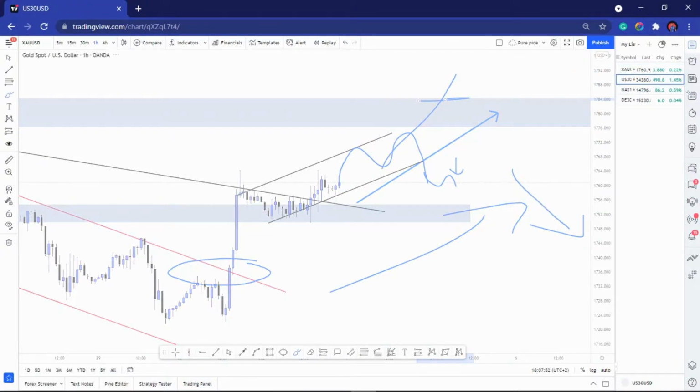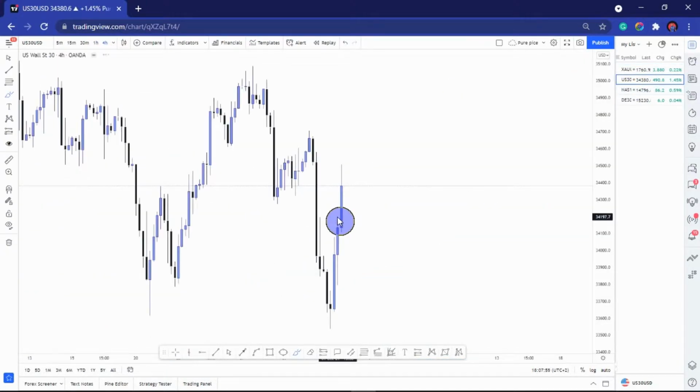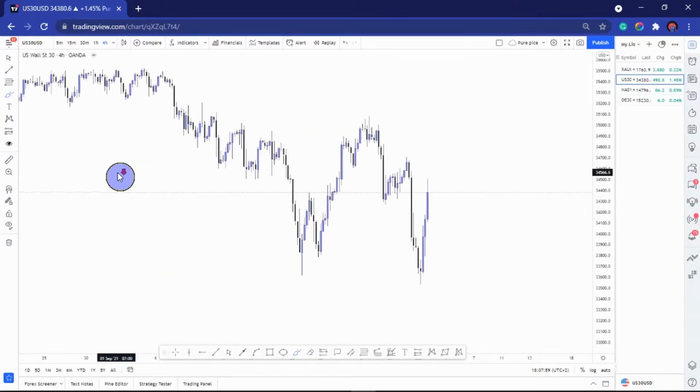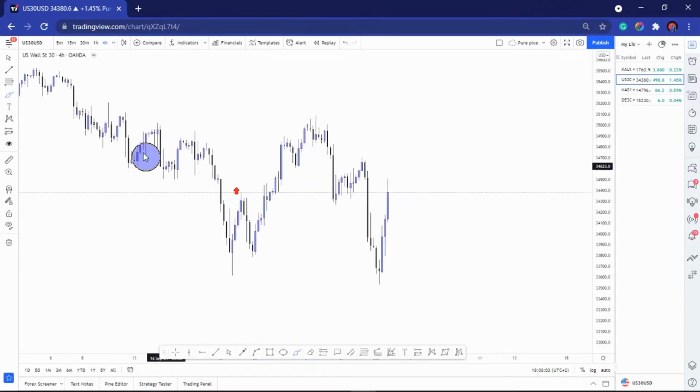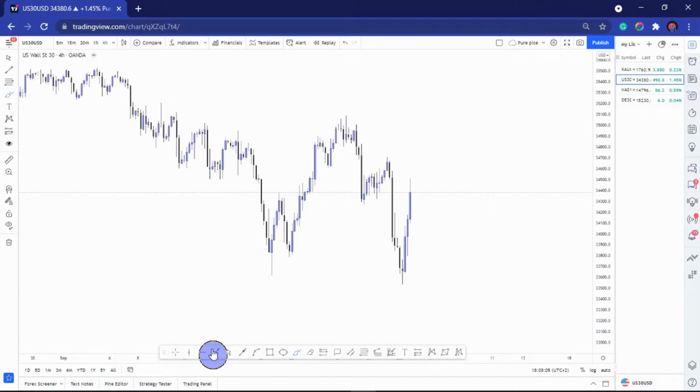So let's go to the next one, which is US Wall Street 30. Looking at what is happening here, we can see that we had a downtrend as well.